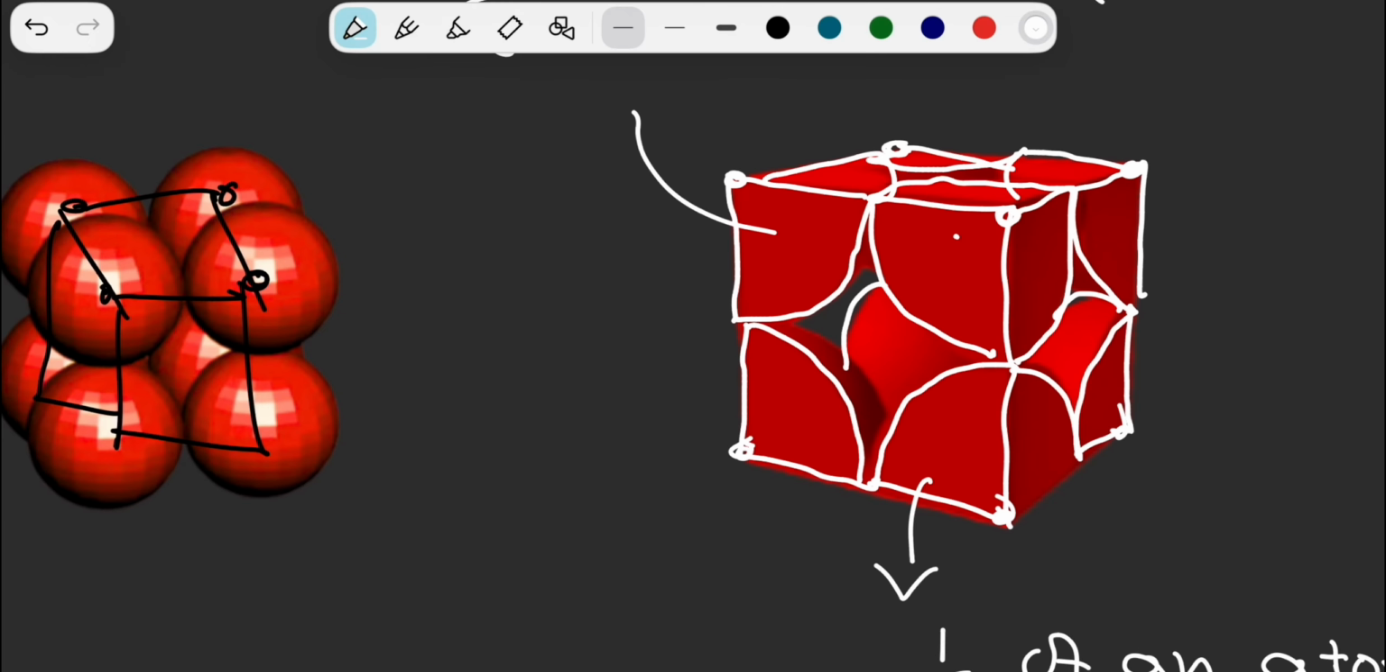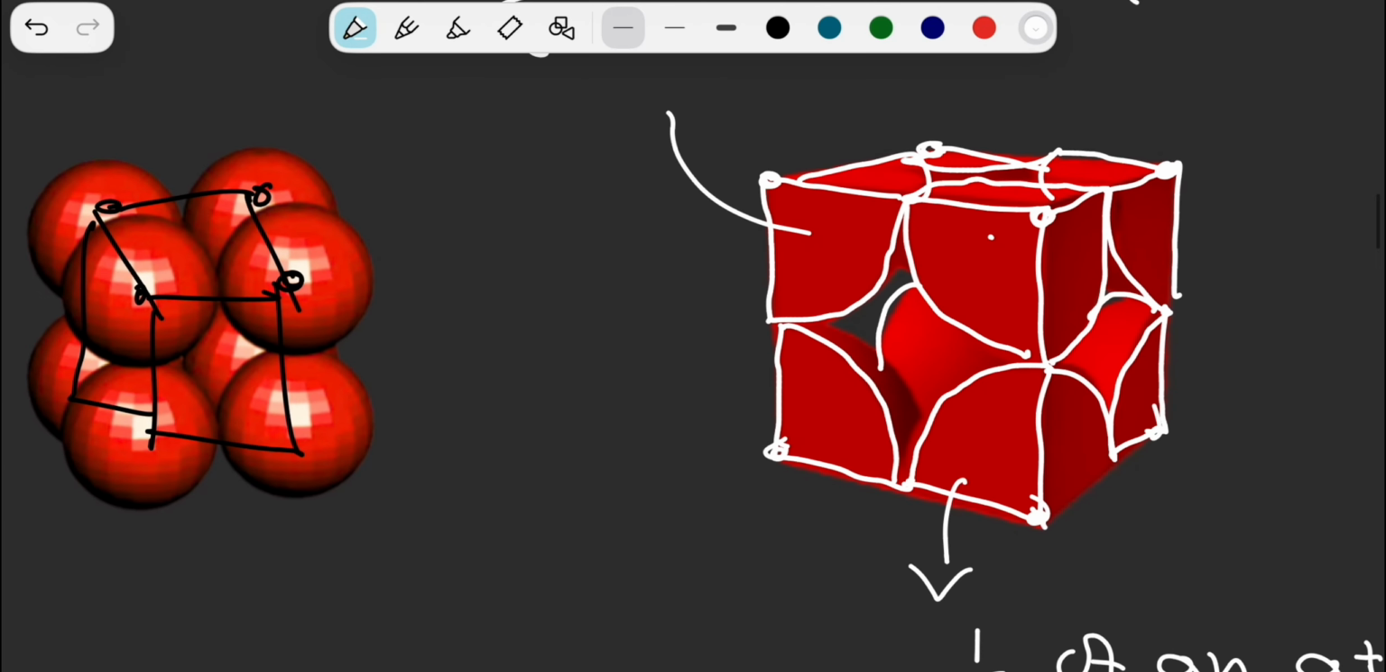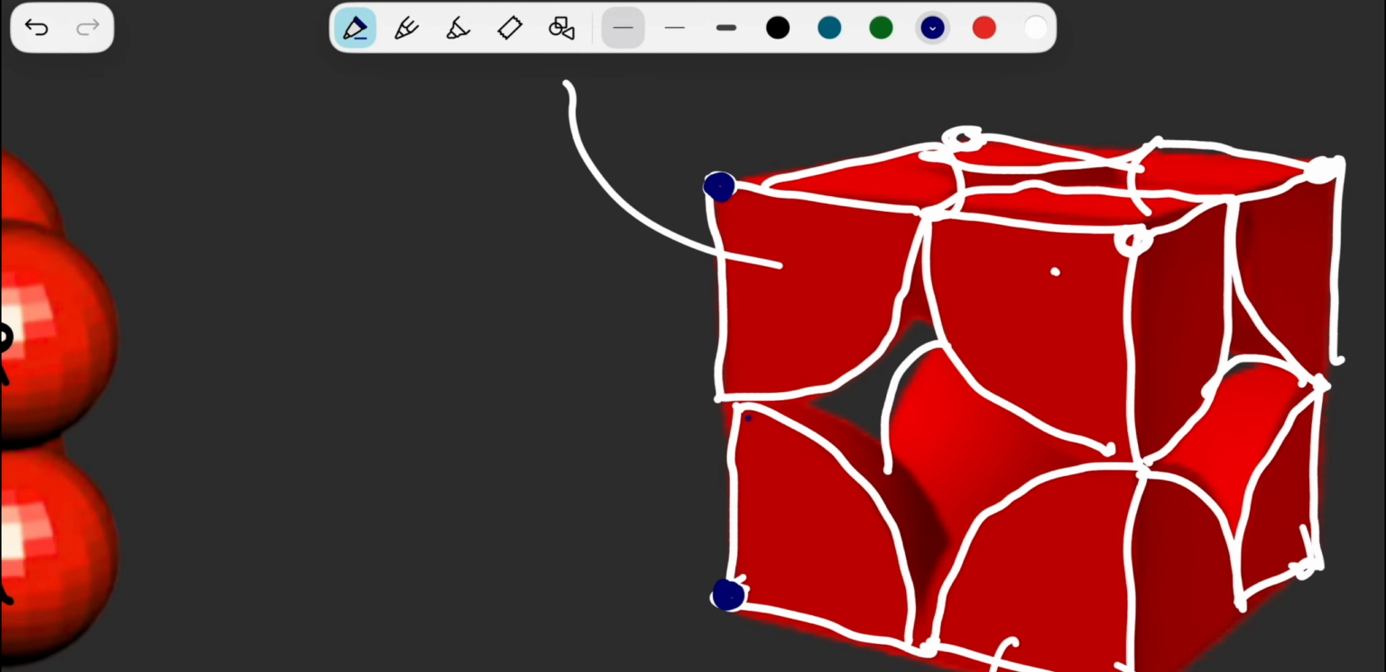If you look at this, this is the radius. If you look at this, this is the center, remember? And these tips are touching. So this is the radius R over here.